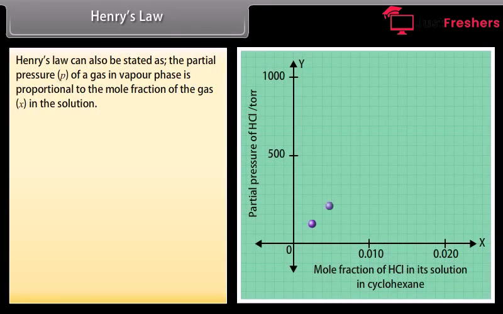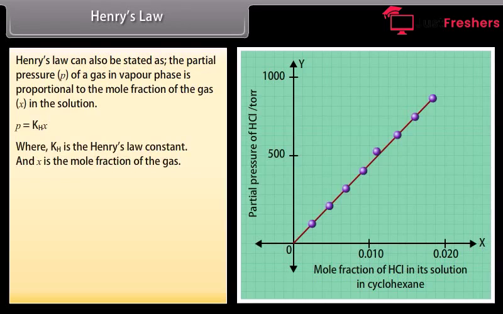Henry's law can also be stated as the partial pressure of a gas in vapor phase is proportional to the mole fraction of the gas in the solution. P is equal to KH x, where KH is the Henry's law constant and x is the mole fraction of the gas.